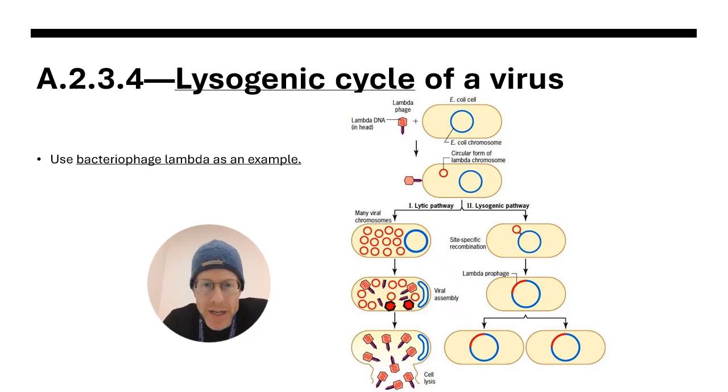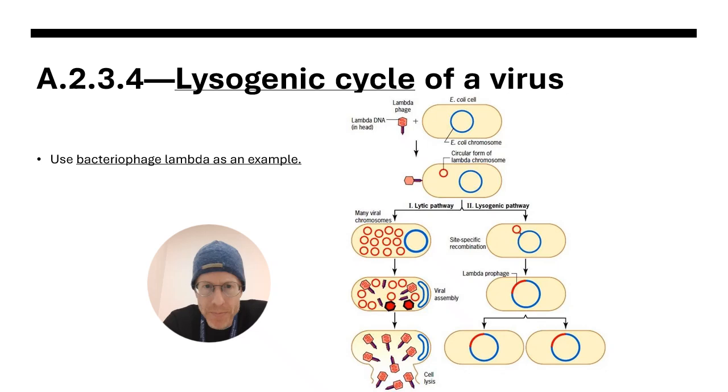The lysogenic cycle is also happening in bacteriophage lambda. And it's what happens when times are good. That's the way I think of it. So just like the lytic cycle, the bacteriophage lambda will inject its viral DNA into the host cell, but then that viral DNA becomes incorporated into the bacterial genome.